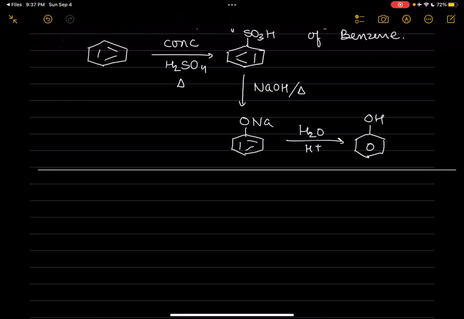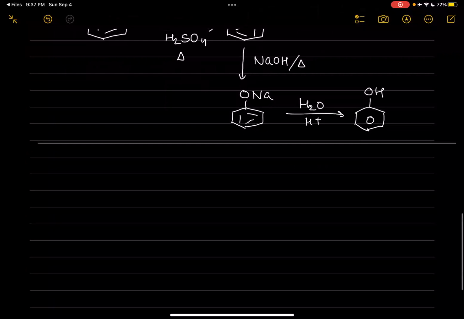And the one which you were talking about is actually the reaction through diazonium. By using diazonium salt also you can prepare phenol from benzene. So tell me, how do you prepare phenol by using diazonium?